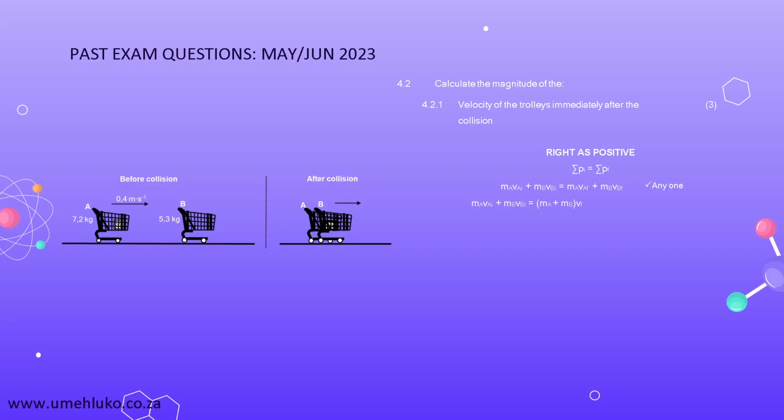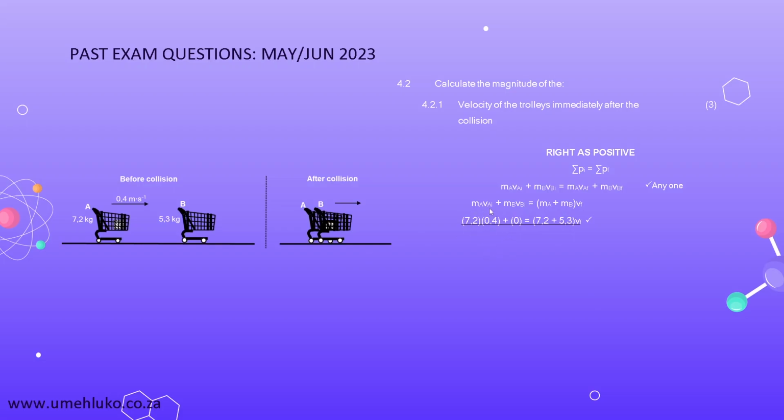right? So you can write it in that format, or you can write it in a format where you combine. Since in this case, after the collision, these two trolleys are combined, you can put together mass A plus mass B, and they are moving together with the same final velocity, as you can see in the formula. So we'll proceed and substitute based on what we have there.